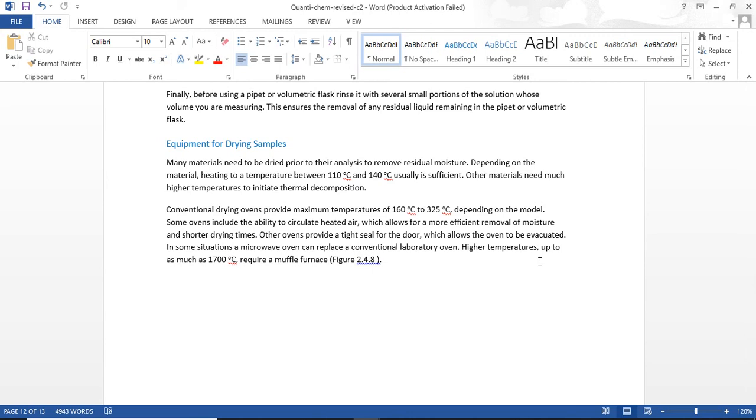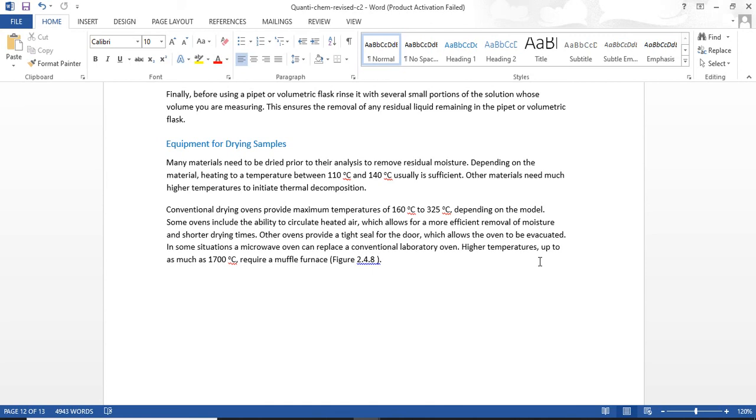Next is equipment for drying samples. Many materials need to be dried prior to their analysis to remove residual moisture. Depending on the material, heating to temperature between 110 degrees Celsius and 140 degrees Celsius usually is sufficient. Other materials need to be heated to higher temperatures to initiate thermal decomposition or maguba siya.